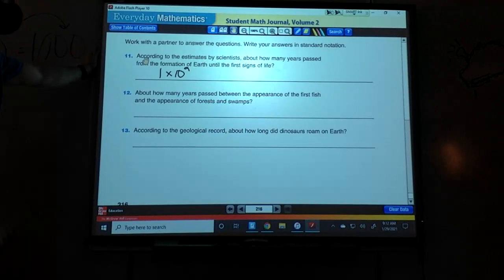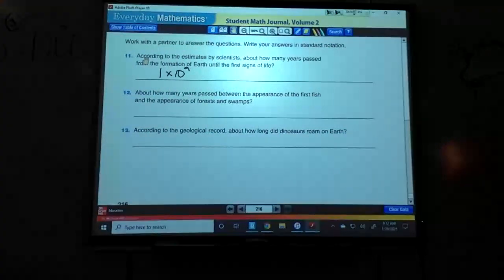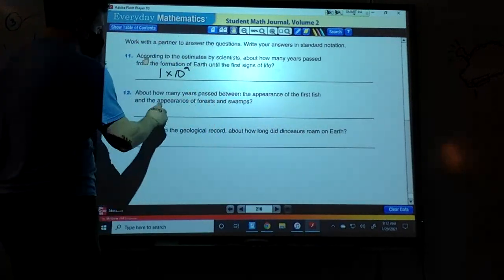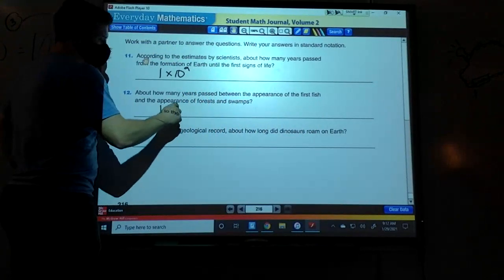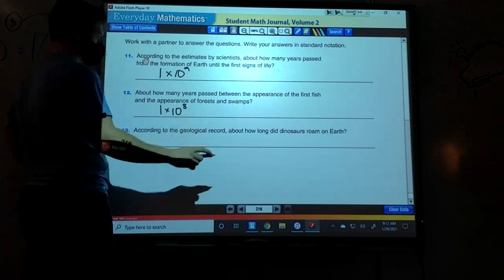About how many years passed between the appearance of the first fish and the appearance of forests and swamps? Do they have the same power of 10? Yeah. Sweet! So we just get to subtract the whole numbers out front, which is fine. And it's 1 times 10 over 10 to the 8th power.